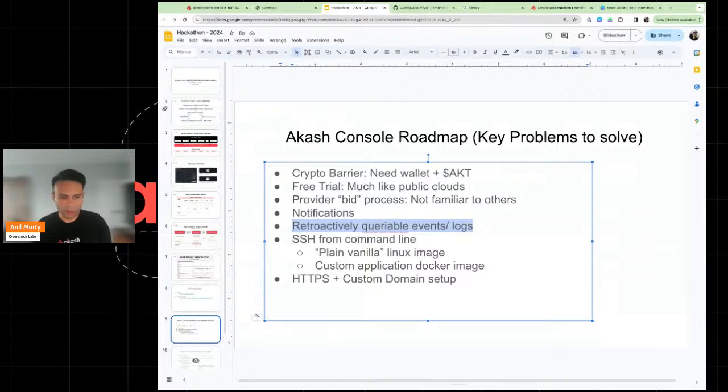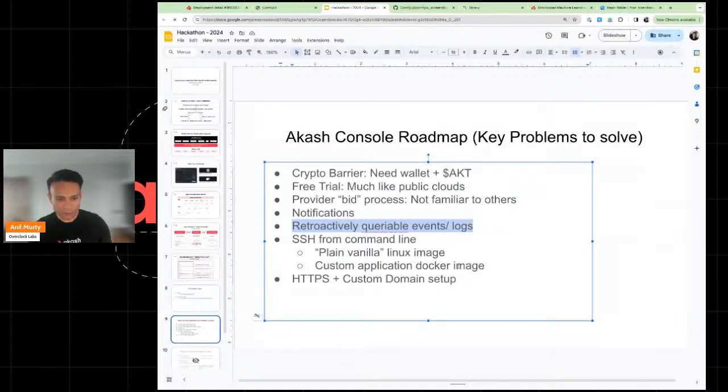First is to offer a bunch of what I call plain vanilla Linux images, similar to what you can find with public clouds. So maybe Ubuntu LTS 22, SUSE, or some other Linux distro, and then take the user's public key, get it onto that, and offer them a way to SSH into that.